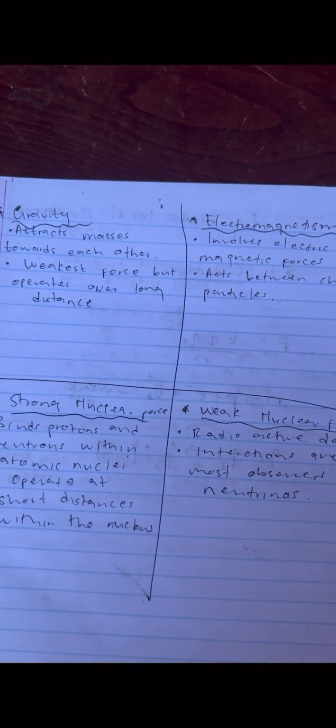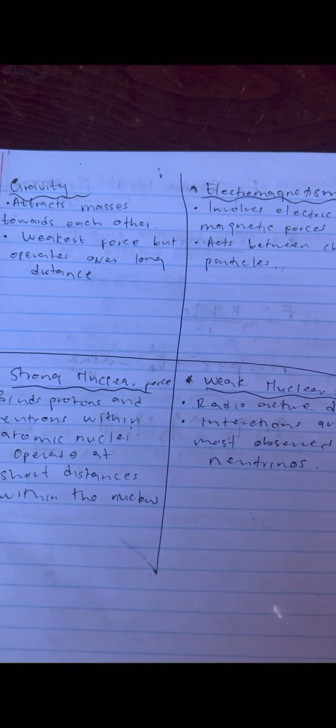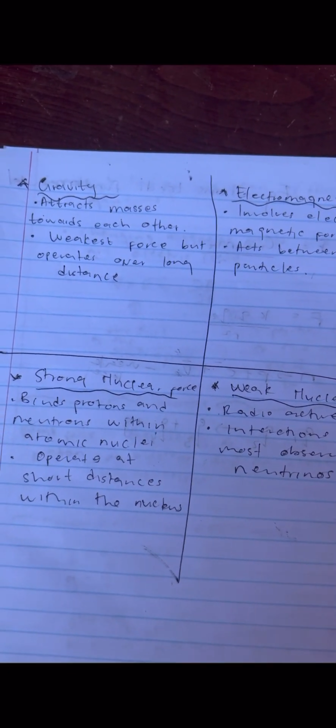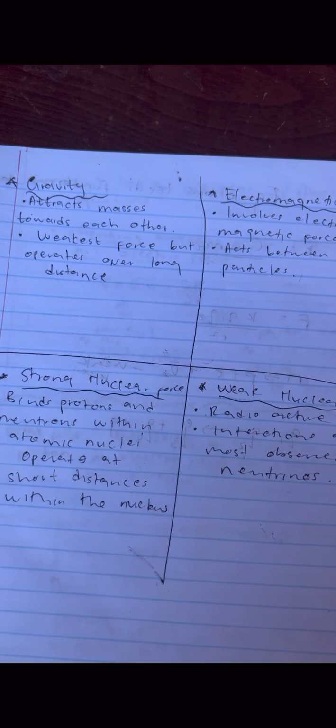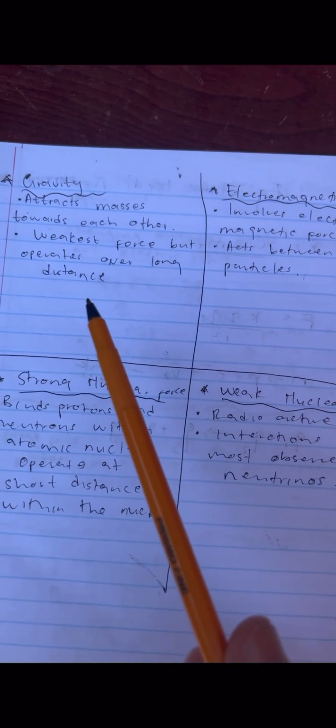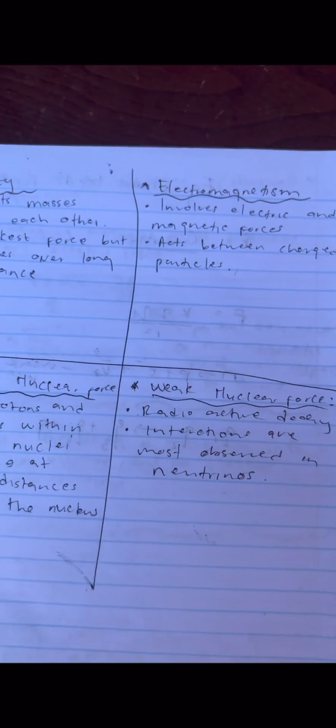It's really why the universe is bundled up all together and things are not flying away. Well, the universe is expanding, but okay, we are not there. So it is the weakest force, but it operates over long distances. That's why a pen here can attract the moon.